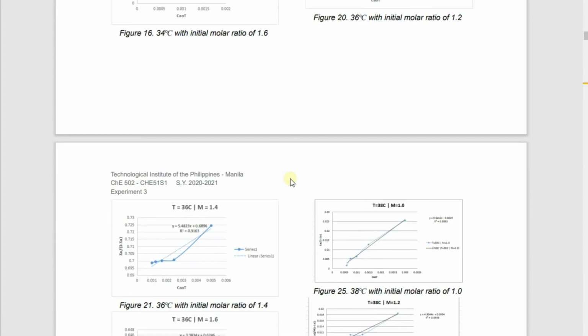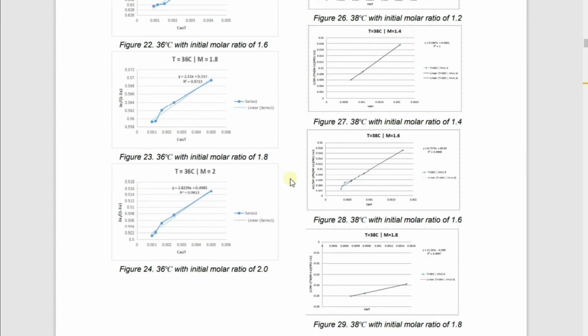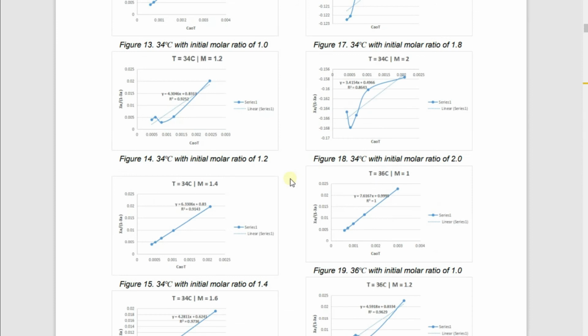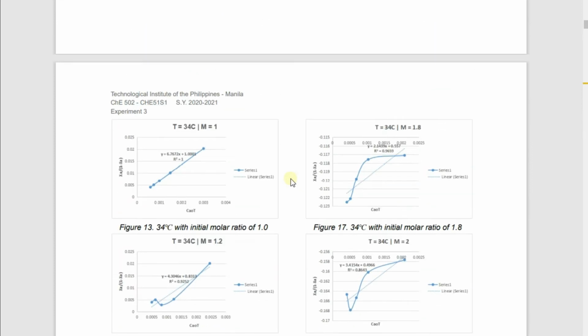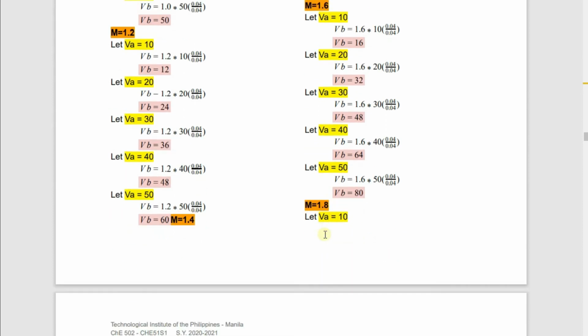The data shows that as temperature increases, the rate constant, K, will also increase. Thus, temperature is directly proportional to the value of the rate constant. Here are some of our calculations in order to get the desired data that we use to fulfill the aim of the laboratory experiment.